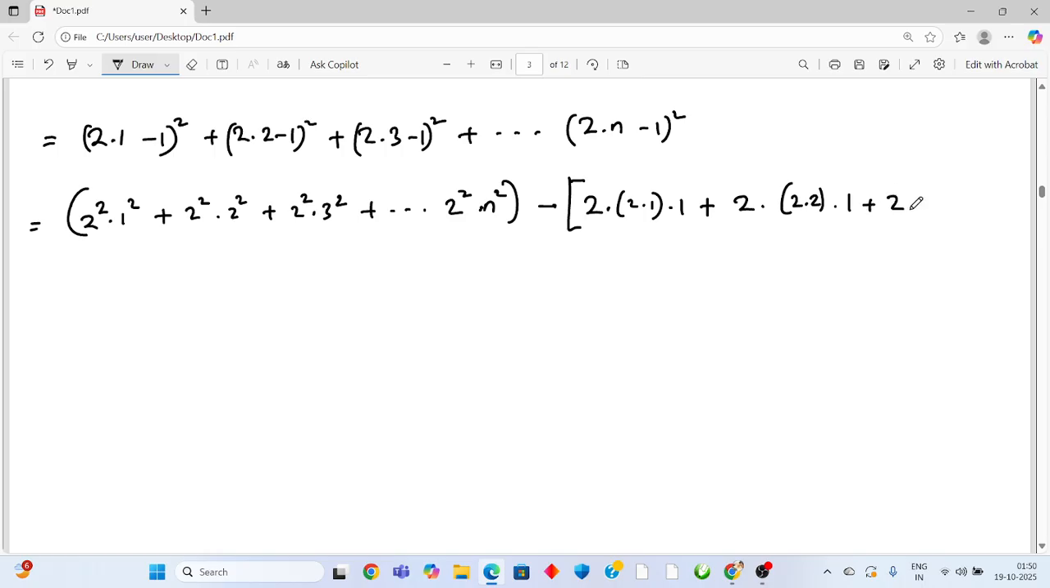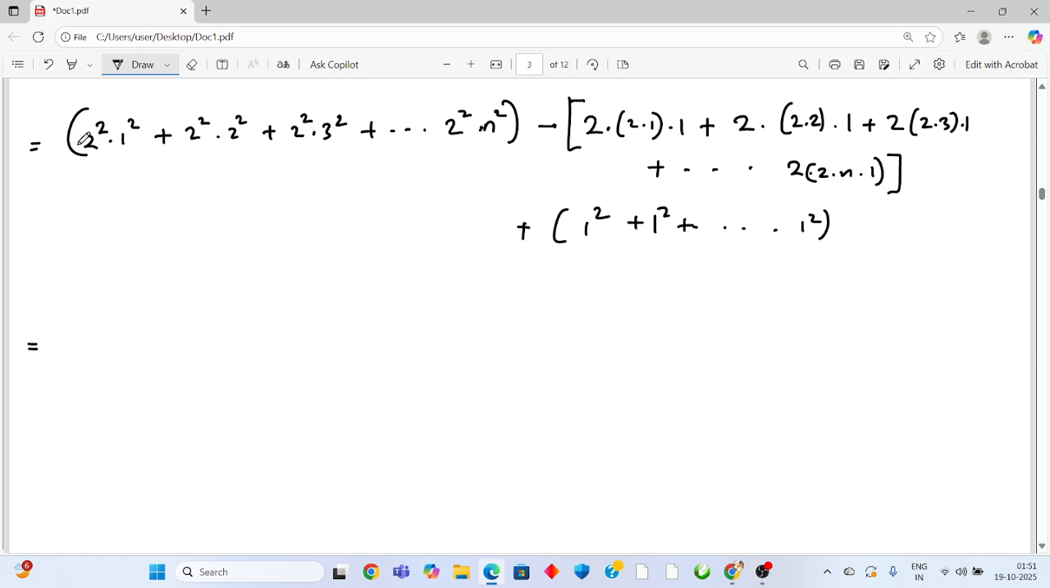Then the third term would be 2 into 2 into 3 into 1, plus dot dot dot. The last term would be 2 into n into 1. This is basically the two AB terms. Now the last term would be 1 square plus 1 square plus 1 square, so we can write this as plus 1 square plus 1 square dot dot dot. The last term would be 1 square, right?